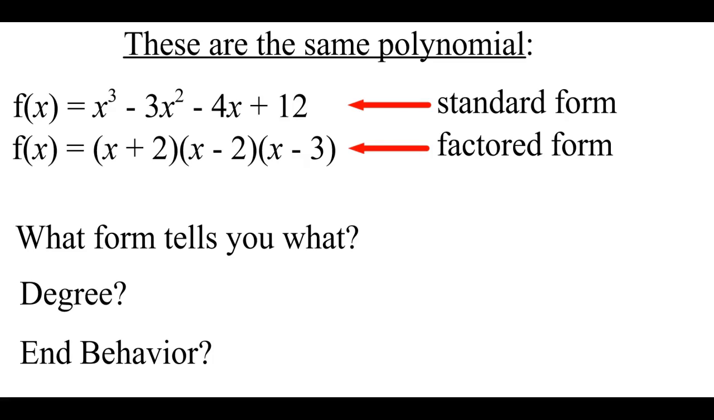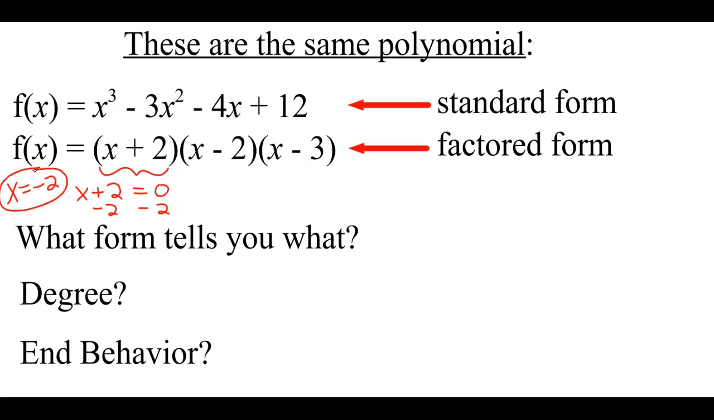This is something called factored form. What is factored form good for? Finding the x-intercepts, right? Basically what happens if you set each of these equal to 0. So for example, let's say I take x plus 2 and I set it equal to 0. What is my answer for x? Subtract 2 over, and we get x equals negative 2. We call that an x-intercept.